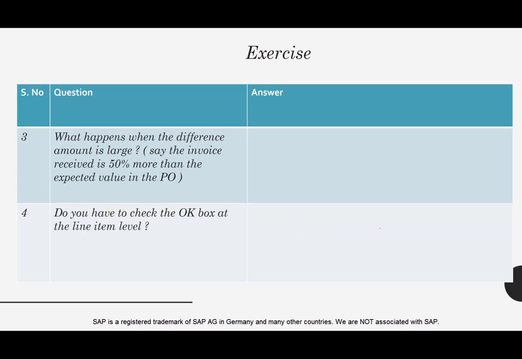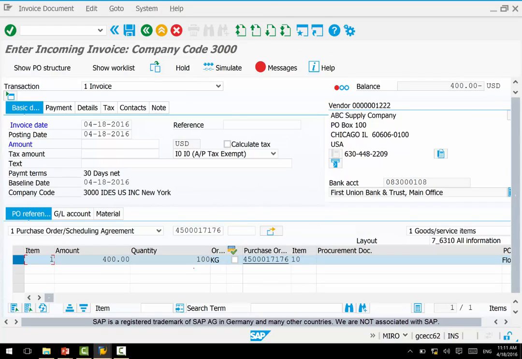Third question is, what happens when the difference amount is large? What do I mean by the difference amount there? Say the invoice received is 50% more than the expected value of the PO. So when you put the purchase order number in there, the value is 400, right? And what is the expected invoice? If it is 400, everything is okay. The balance is 0.